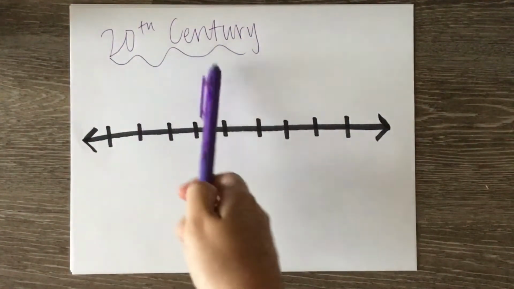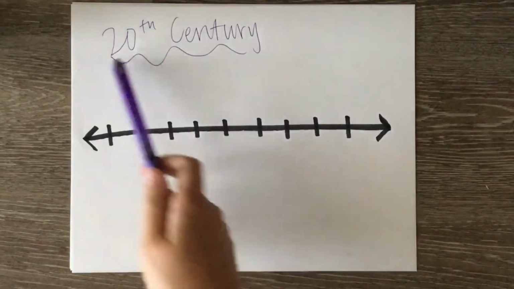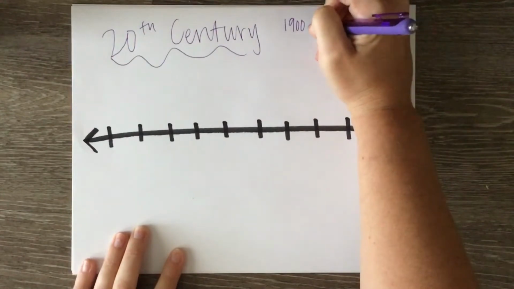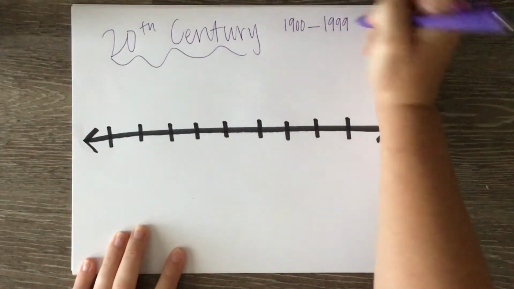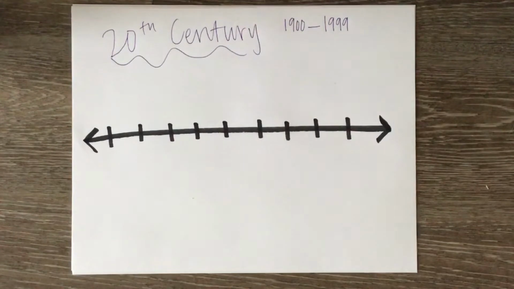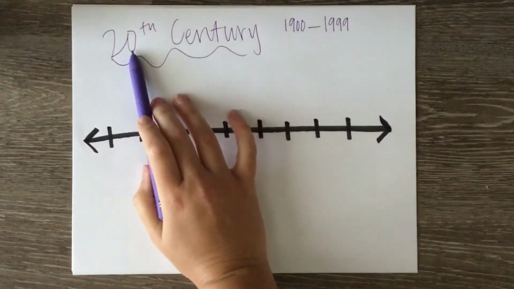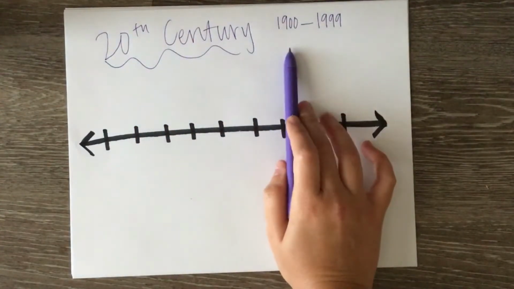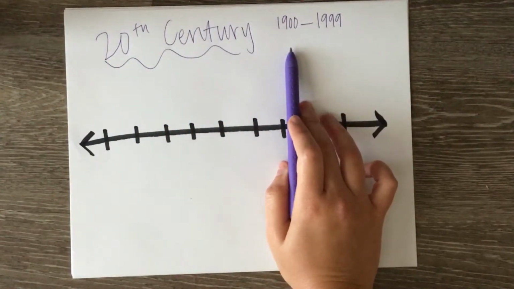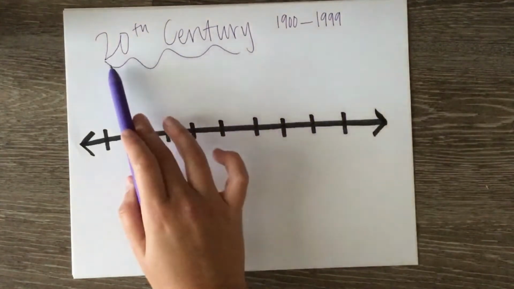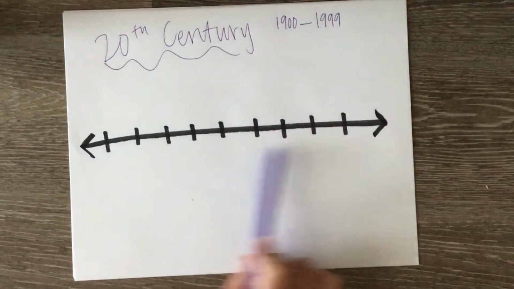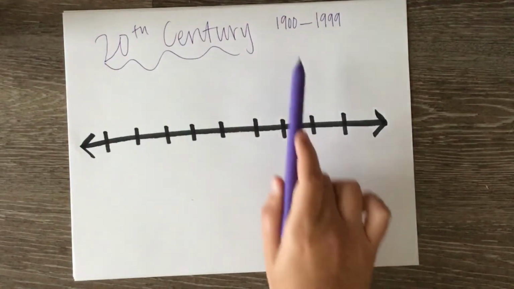And when we're talking about centuries, the 20th century is actually 1900 to 1999. Centuries go backwards. So if it's the 20th century, it's actually the 1900s. Like right now, we are in the 21st century, but it's the 2000s. It seems a little weird, but the 20th century was the 1900s. So that's what we're going to talk about right now. We're going to put 9 events on a timeline for the 1900s.